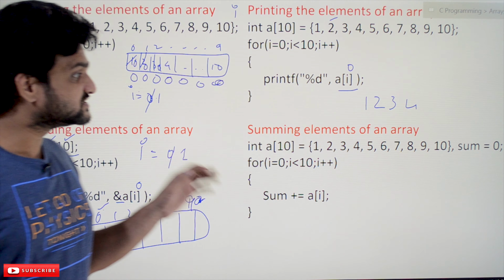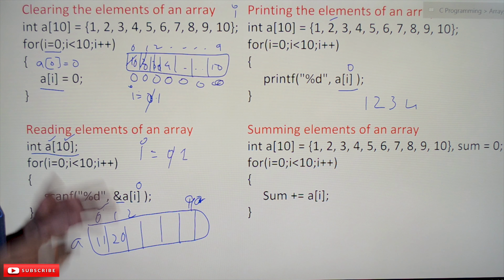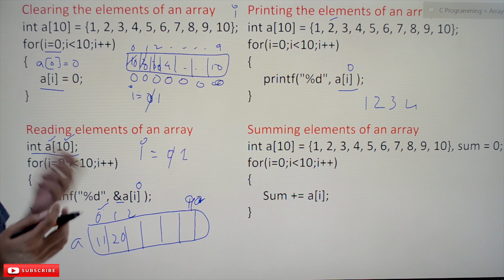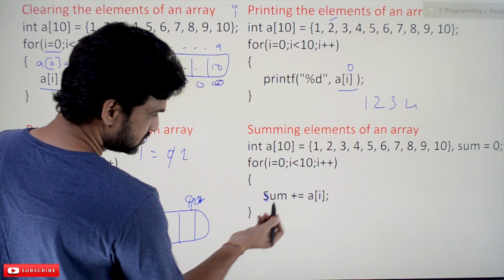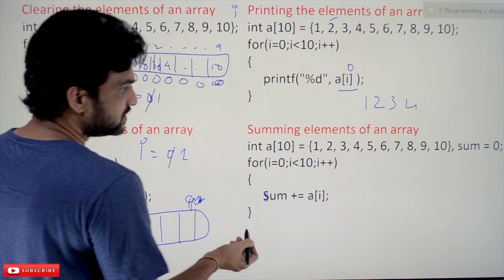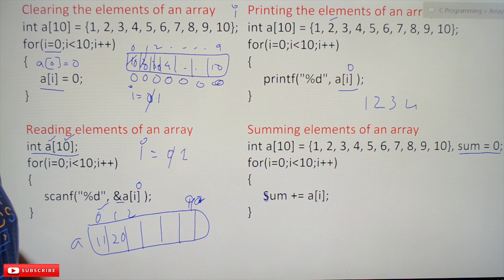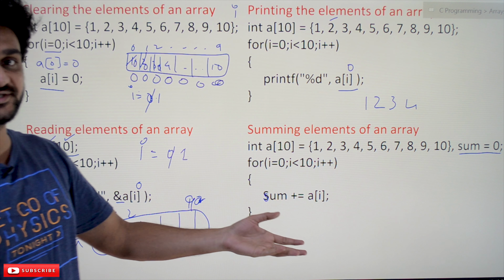The next one is summing the elements of an array. Given an array, we want to sum all the elements of an array. How can it be done? It's very simple. So this is lowercase s. The sum is equal to 0. Initially the variable sum is equal to 0, and the values of the array have been initialized.